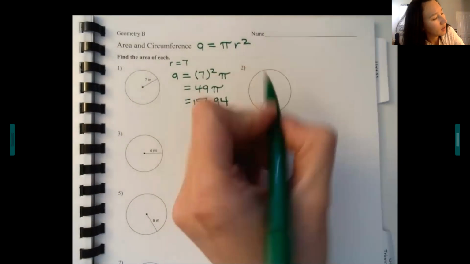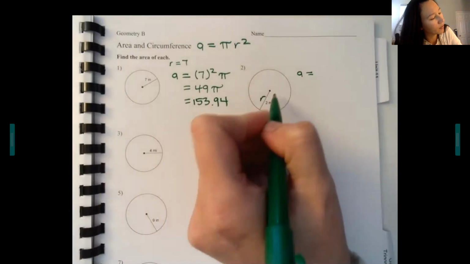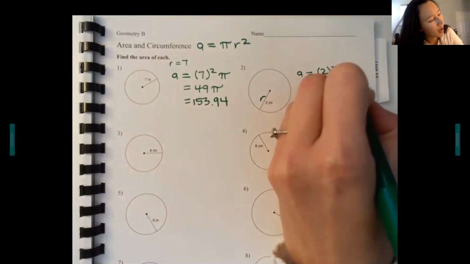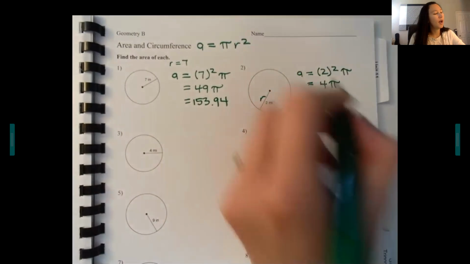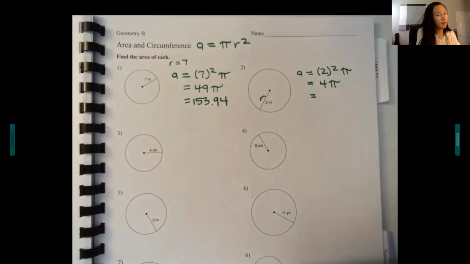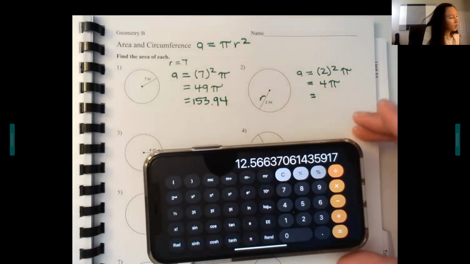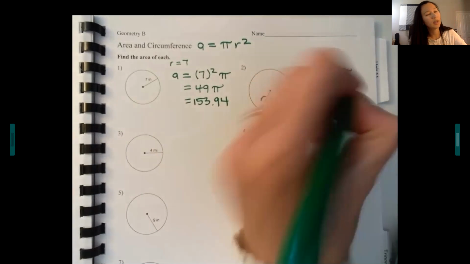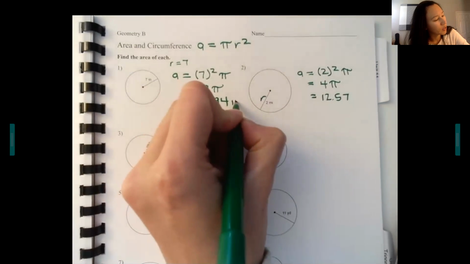Number 2, we have our radius, which is 2. So our area is our radius squared. So 2 squared times pi. 2 times 2 is 4. 4 pi is 4 times pi, 12.57. We'll just round to 2 decimal places. And it would be inches squared.